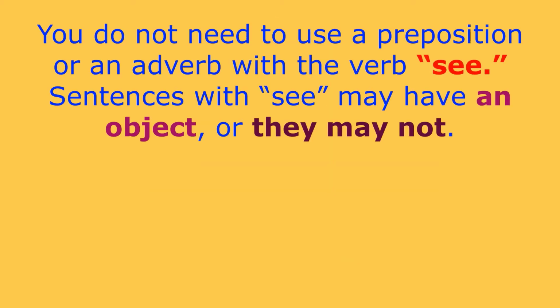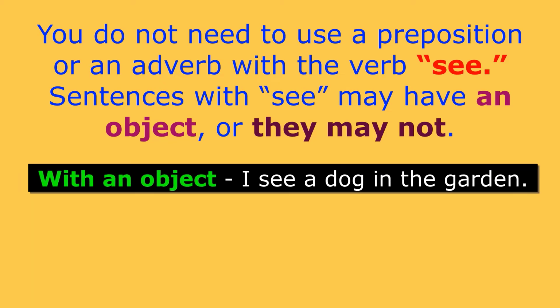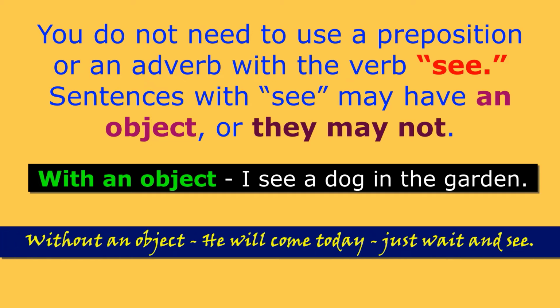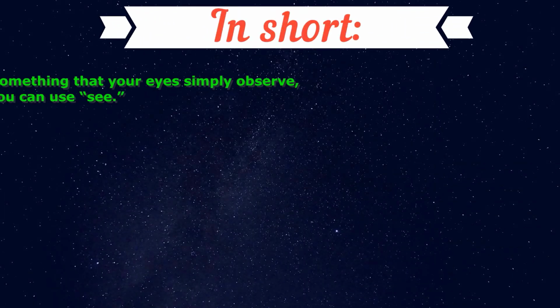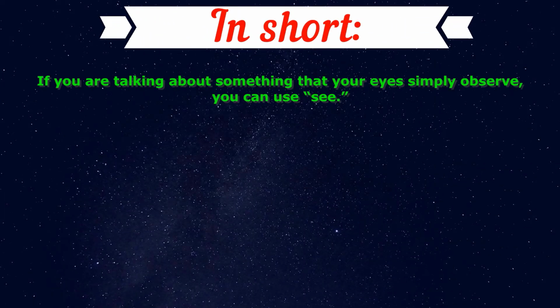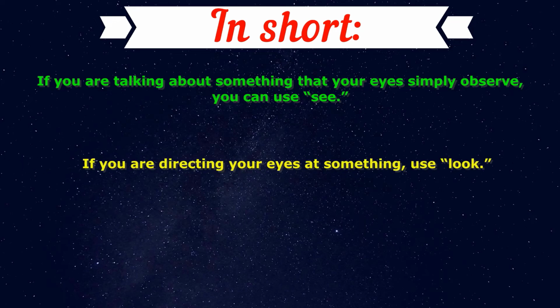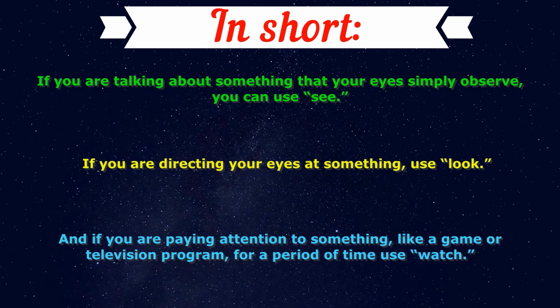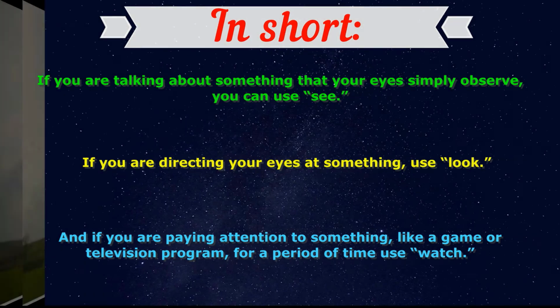See. You do not need to use a preposition or an adverb with the verb see. Sentences with see may have an object or they may not. With an object, I see a dog in the garden. Without an object, he will come today. Just wait and see. In short, if you are talking about something that your eyes simply observe, you can use see. If you are directing your eyes at something, use look. And if you are paying attention to something like a game or television program for a period of time, use watch.